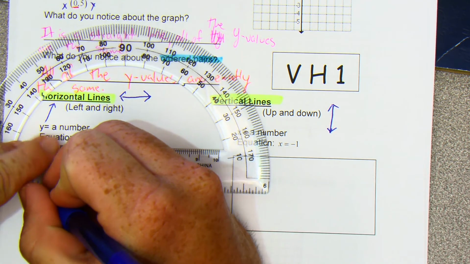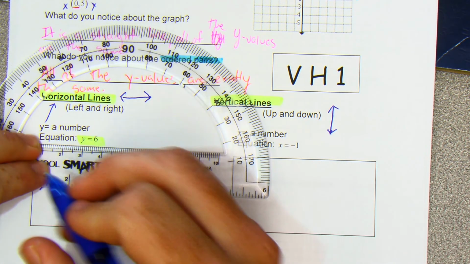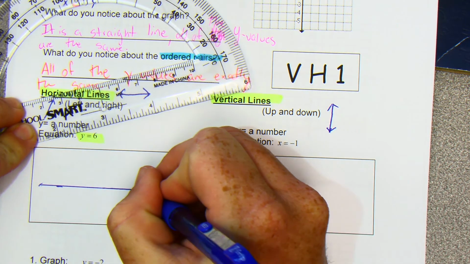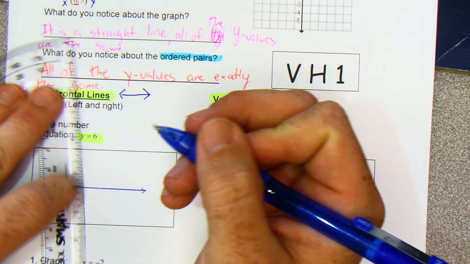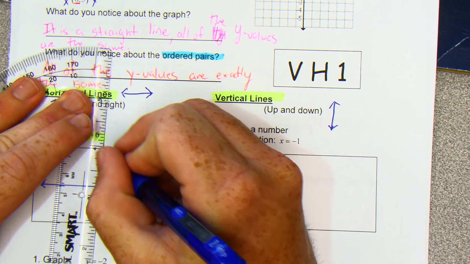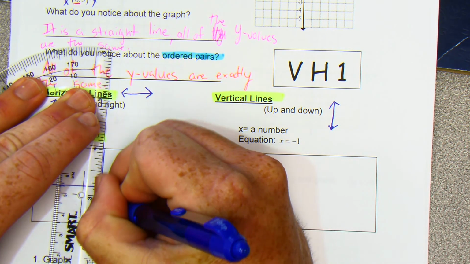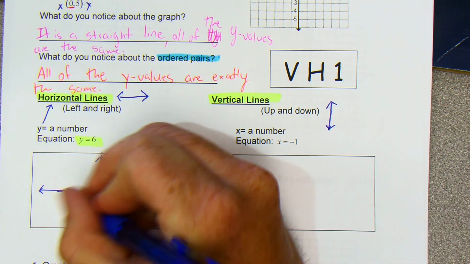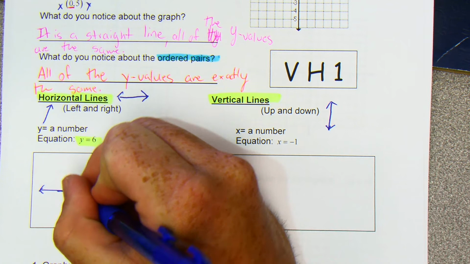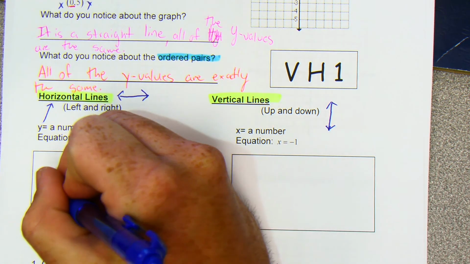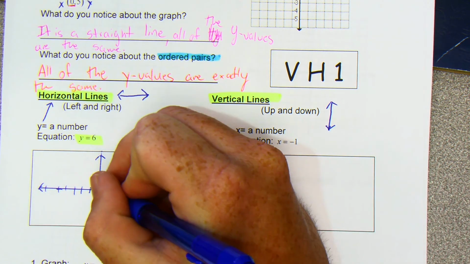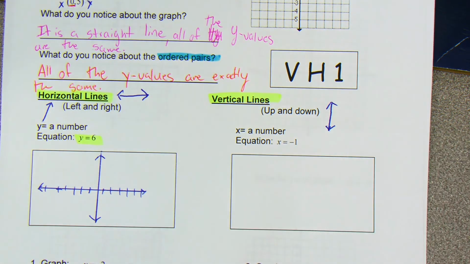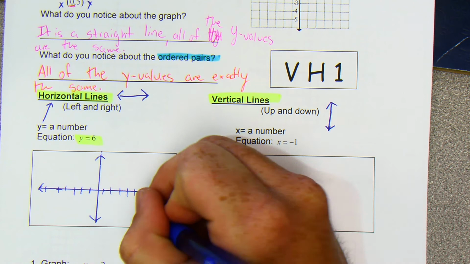We'll go from about there to there, make our arrows, and then we'll go up and down, and I'll make my arrows again. So this is my little graph, and now I'm going to number it. Here is going to be 0, and we have -1, -2, -3, -4, -5, -6. And over here we have 1, 2, 3, 4, 5, and 6.